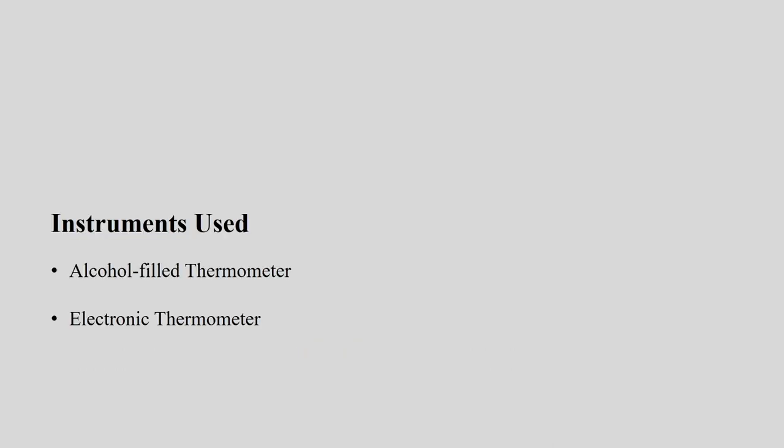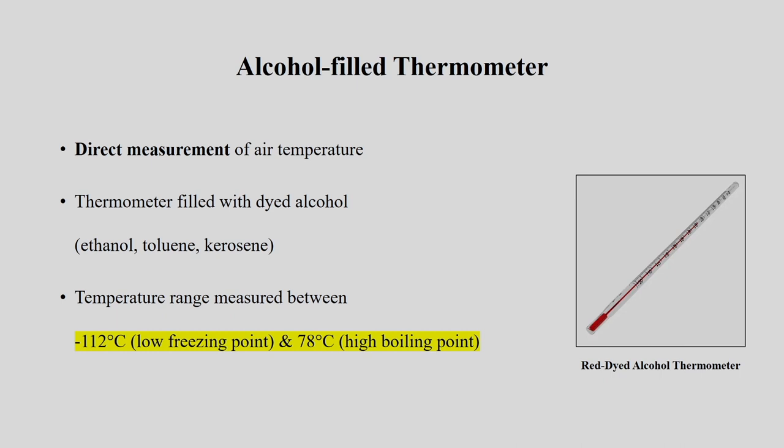Fine. So what are the instruments used for this particular technique? First, we can use the alcohol filled thermometer, or if not, you have an electronic thermometer. All are available in the market, any one of these, based on your budget, based on your laboratory expenses, you can access any one of them. Okay. So, direct measurement of the air can be done by the alcohol filled thermometer, and a thermometer filled with maybe dyed alcohol can be used, then its readings are more clear. Maybe sometimes it is ethanol, maybe sometimes it is kerosene, based on the brand you will get.